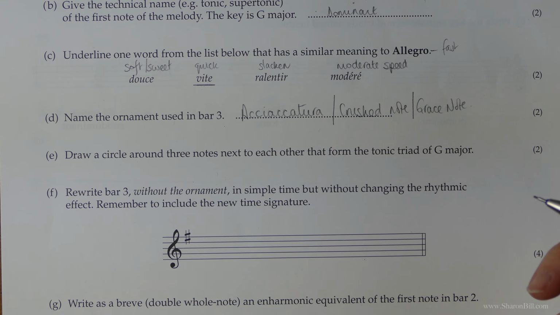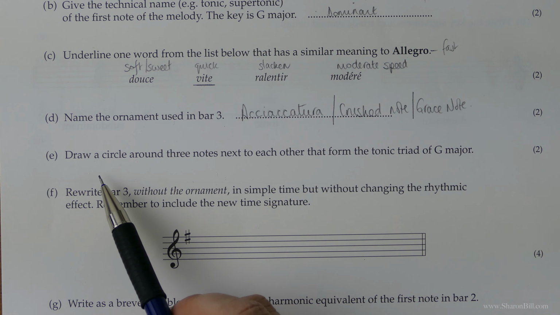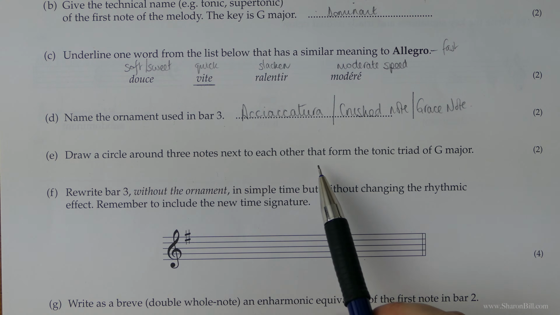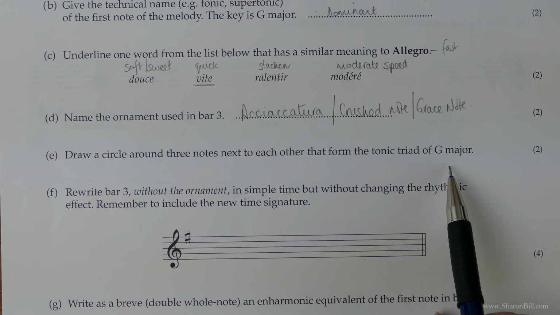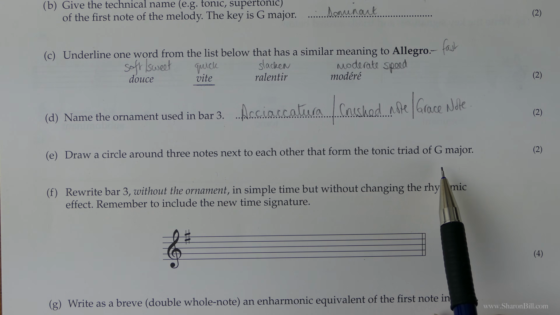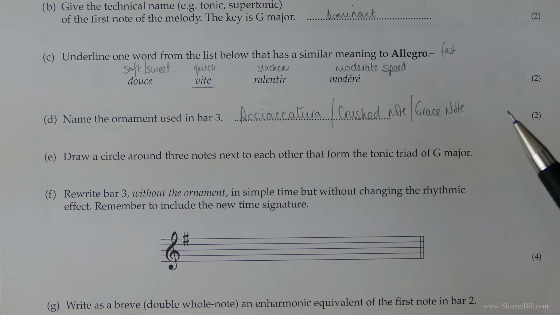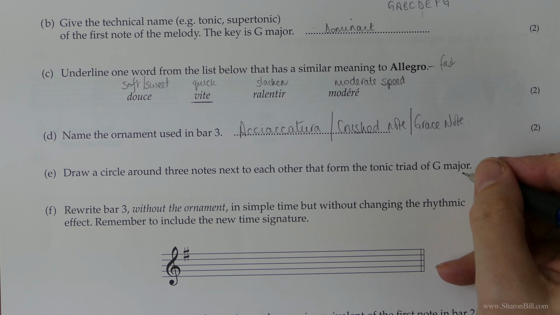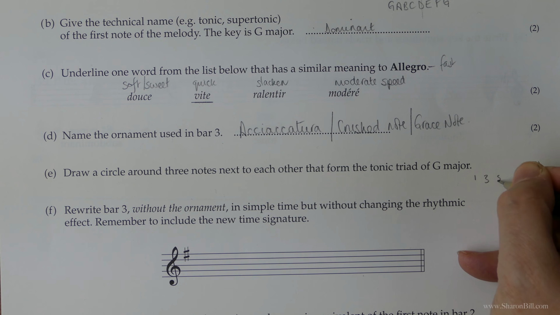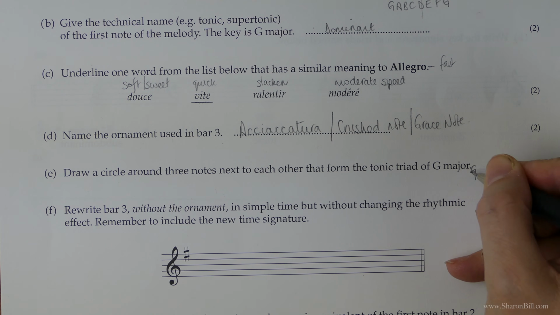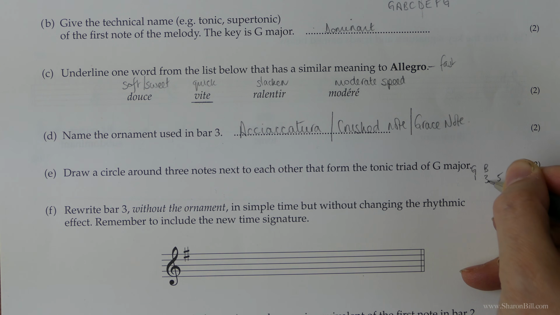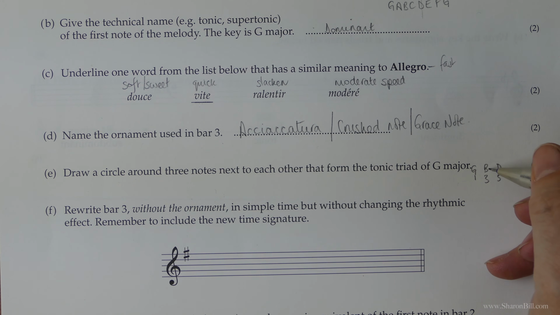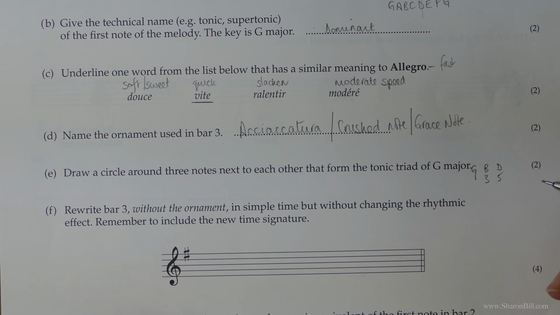So let's carry on to the next question. Draw a circle around 3 notes next to each other that form the tonic triad of G major. The tonic triad is built up of the 1st, the 3rd and the 5th. And we've already written the scale out here, but we'll just do it again. So we want to look at the 1st, the 3rd and the 5th. So the 1st is G, if we're in G major, G, A, B is the 3rd, C, D is the 5th. So we're looking for G, B, D together. May not necessarily be in that order though.